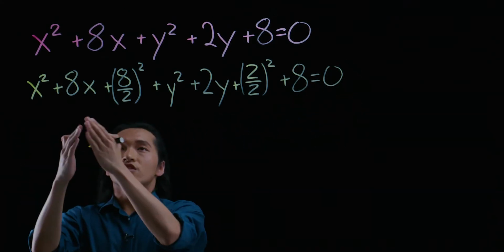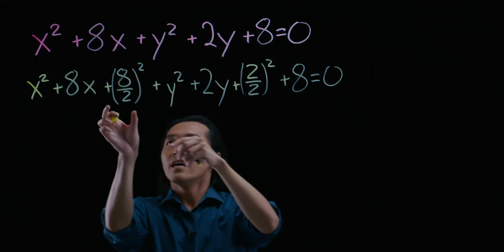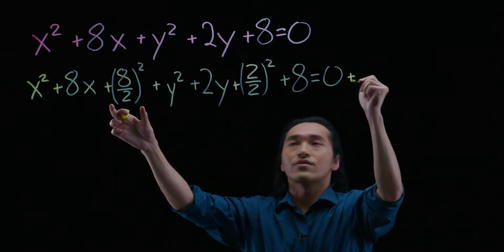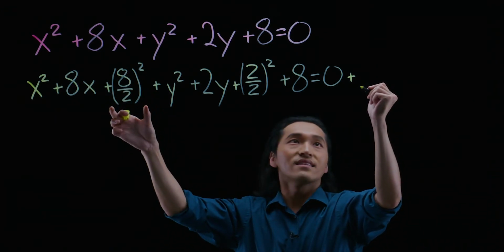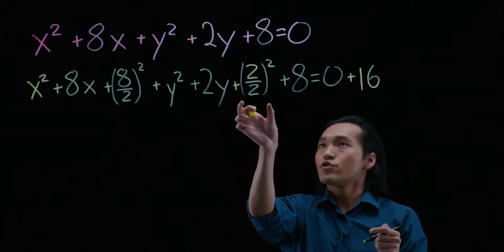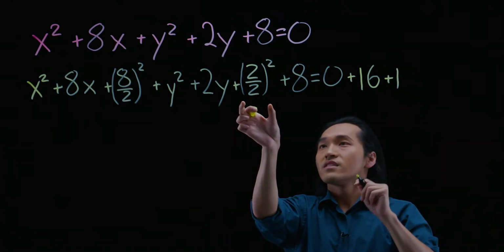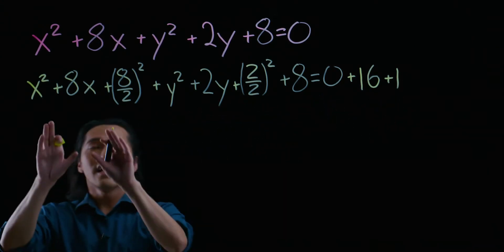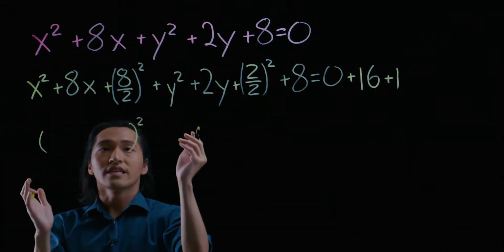So now we can start simplifying a bit. This we know is going to be 8 over 2, which is 4, squared is 16. If we add 16 to this side, we have to add it to this side too to balance everything out. Same goes for here. We added 2 over 2 squared, which is 1 squared, just 1. So we have to add a 1 to this side to balance out both sides of this equation. Now we can condense this and finish the last part of completing the square.